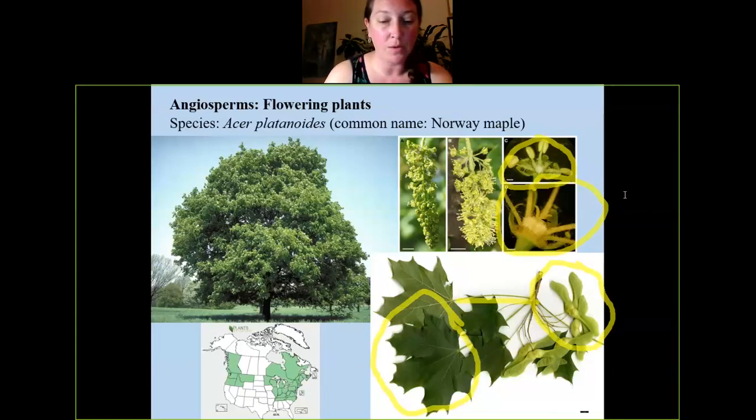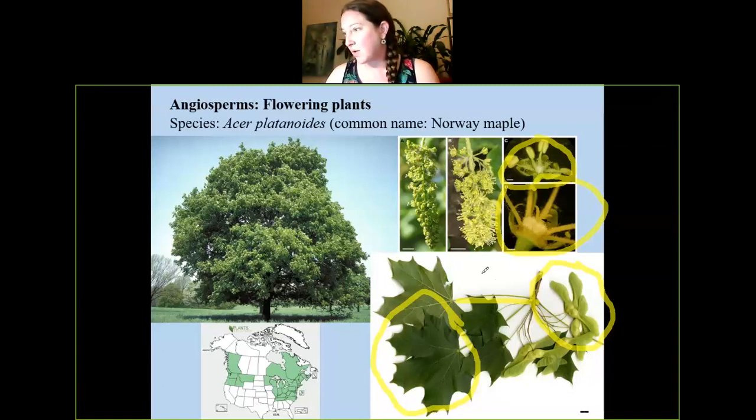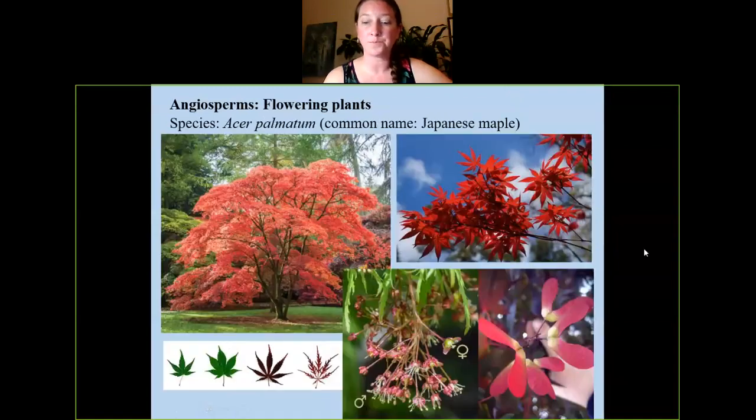This is all in your lab manual, but I'll write it. Samara. If you've ever, as a kid, played with seeds that are like a helicopter, some people call them helicopters. You drop it and it goes whirly down. That's your samara. You can see them here on the bottom. Okay, so that's Norway maple. Oh, and they do turn bright yellow in fall, because the majority of angiosperms are deciduous. Their leaves fall off every year, unlike the gymnosperms that tend to be evergreen. Okay. No more Norway maple.